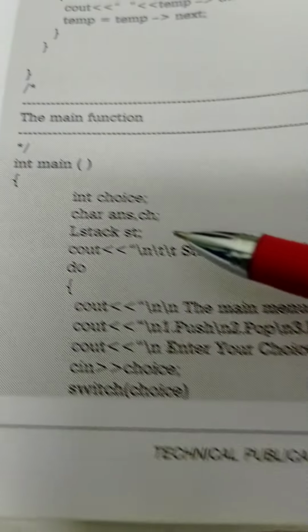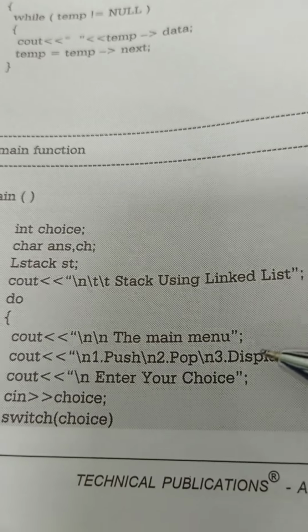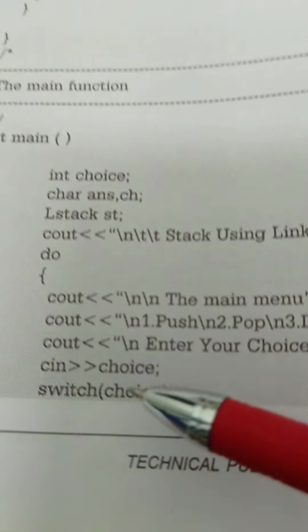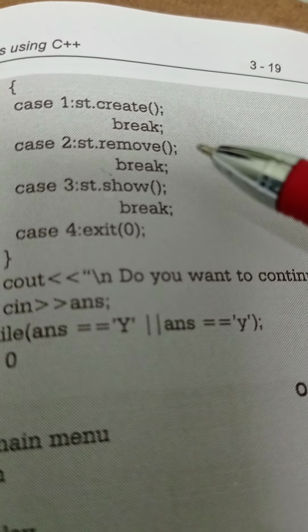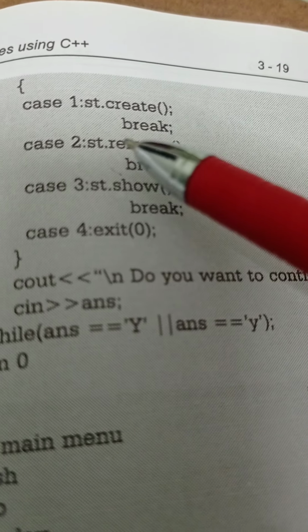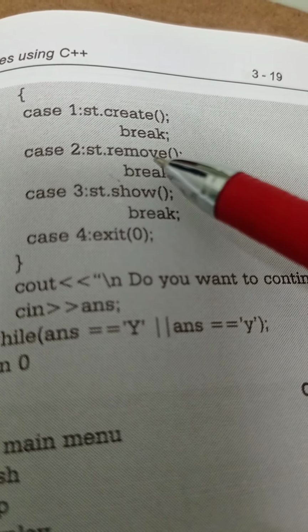And it will come to the switch statement. Once again, the main menu: 1 push, 2 pop, 3 display, 4 exit. Enter your choice. Suppose you enter 2. At that time, case 2 is executed, which is the remove function.